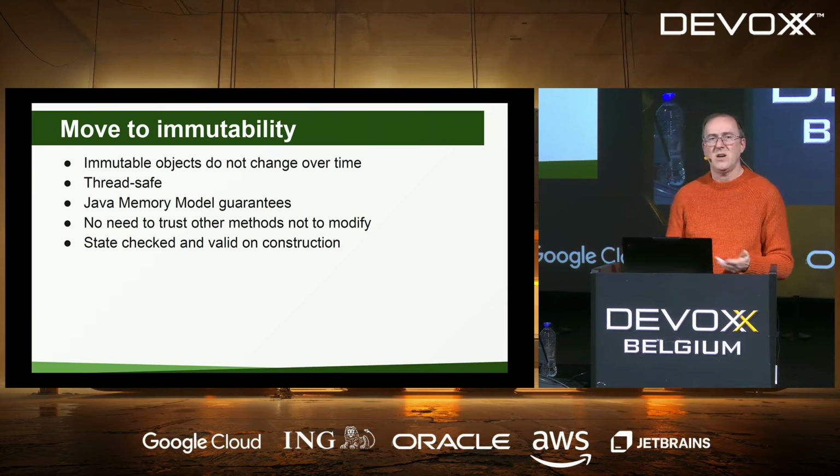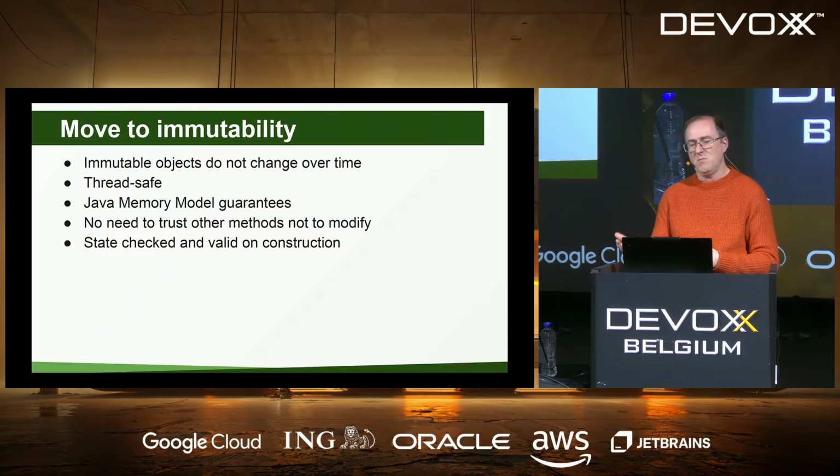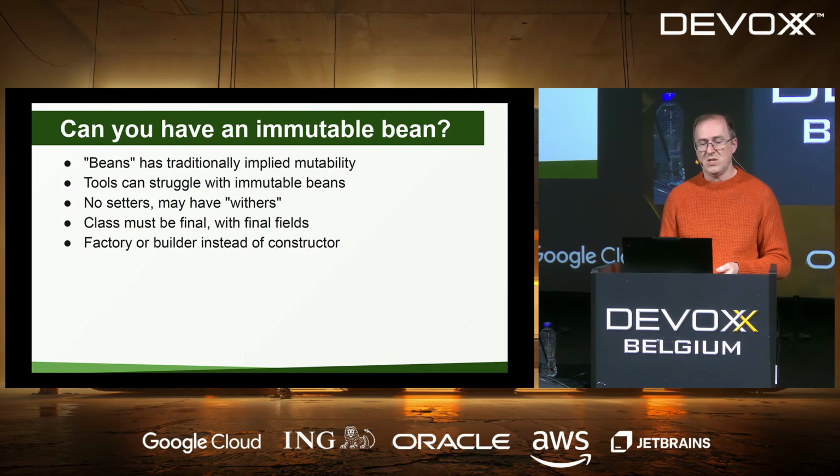So immutable objects don't have that concern. You set them up, you know what they are, and that gains other benefits, like they can be thread safe and they can be shared between different threads, with Java memory model guarantees. Everything's valid on construction. Lots and lots of good benefits. So we should definitely be moving to immutable beans, but that has its own challenges.